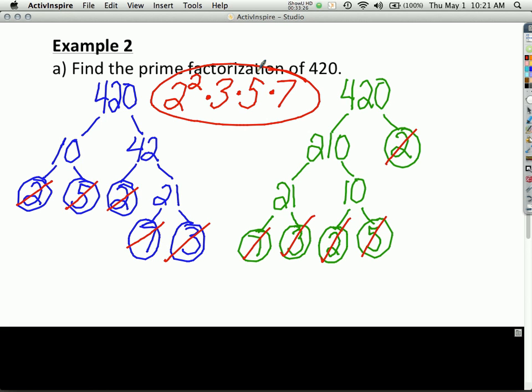So now I want to be clear about one thing. This is the work. This is what we're looking for. If you do all of this and you do not write this, you will get it wrong.